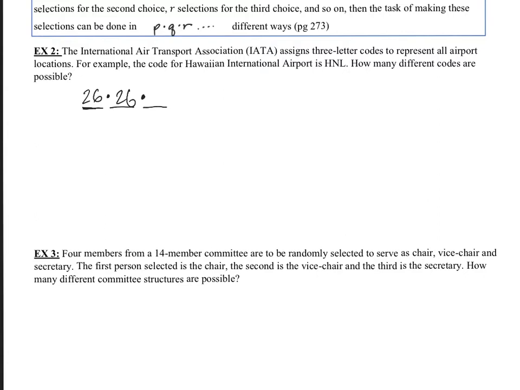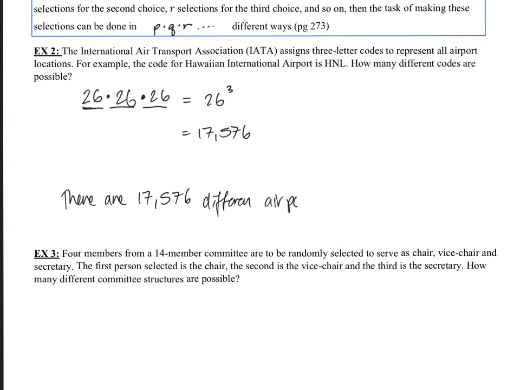So once again, there are 26 options available, which would be 26 times 26 times 26, which equals 26 to the 3rd power, which comes out to 17,576 different codes possible. So our answer would be there are 17,576 different airport codes possible.